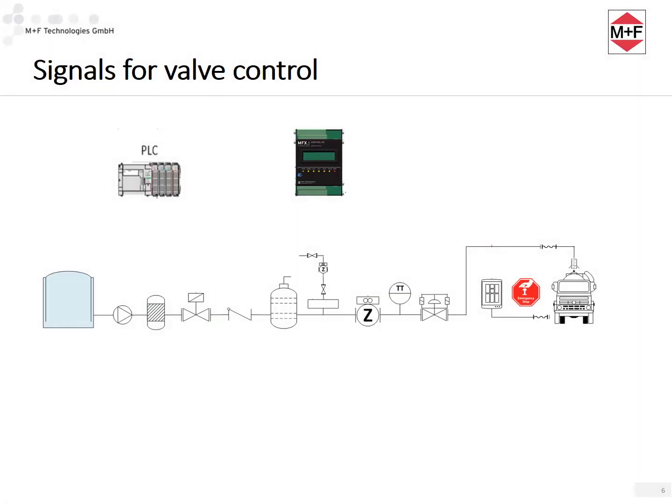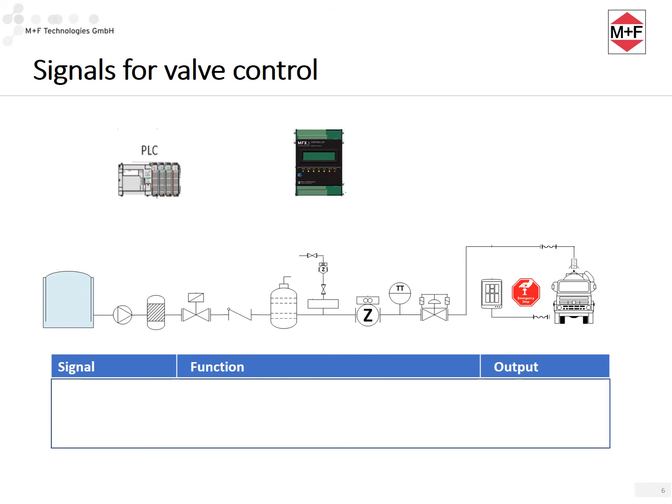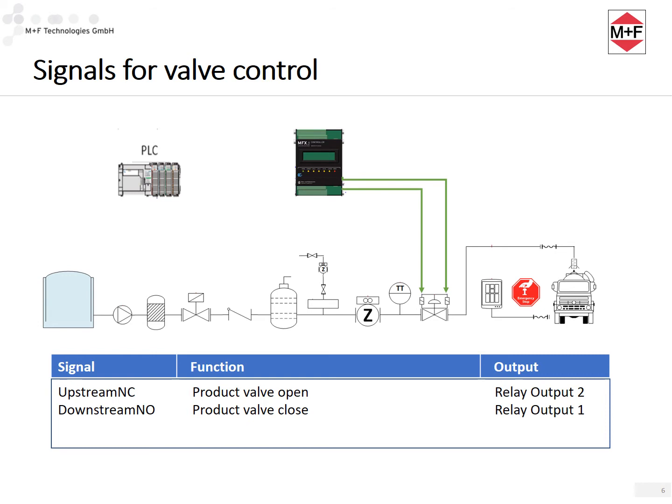The output signals for valve control are defined as follows. Product valve open for flow control. Product valve close, also for flow control. Additive valve position via 4 up to 20 mA signal for injection control. For these signals, corresponding connectors are pre-selected at the MFX4 controller.